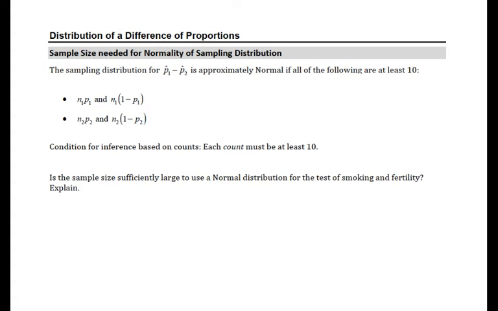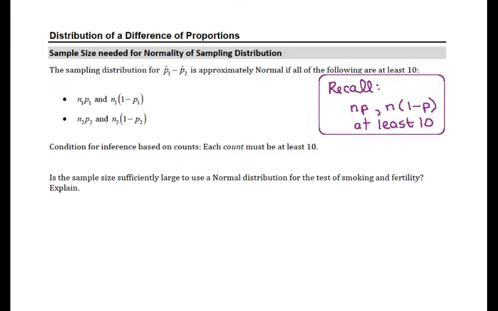Just like with one proportion, with two proportions we also have sample size conditions that need to be met before we can assume that it's reasonable to use a normal distribution to approximate that sampling distribution. So recall from one proportion we had this condition that n times p and n times 1 minus p need to both be at least 10. Well, the good news is it's almost the exact same rule for two proportions.